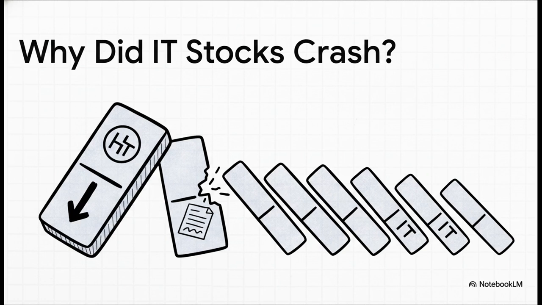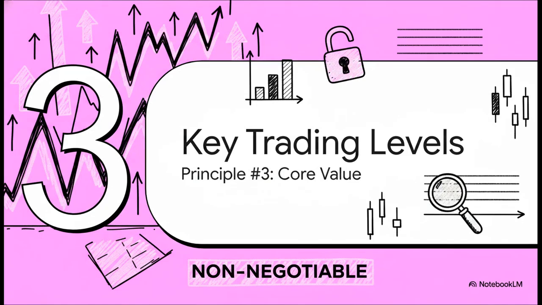Just that one little data point created this massive ripple effect, dragging down giants like TCS and Infosys, because suddenly everyone was afraid of a sector-wide slowdown. Okay, so story time's over.